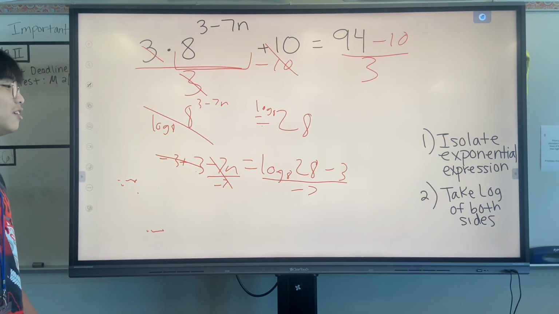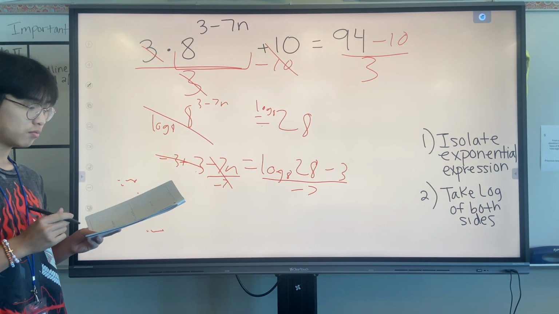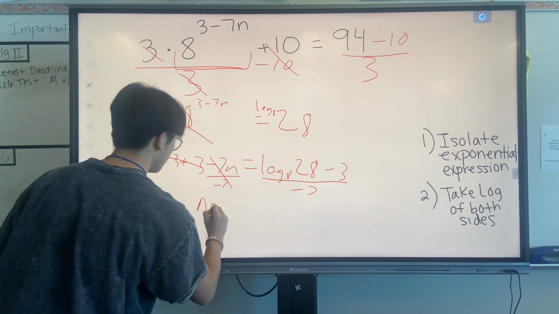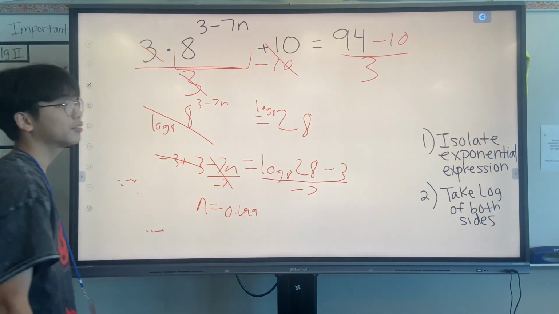Alright, now put that into your calculator and see what you get. 0.199. Excellent. n equals 0.1299.